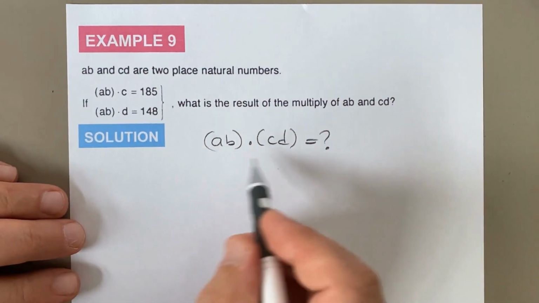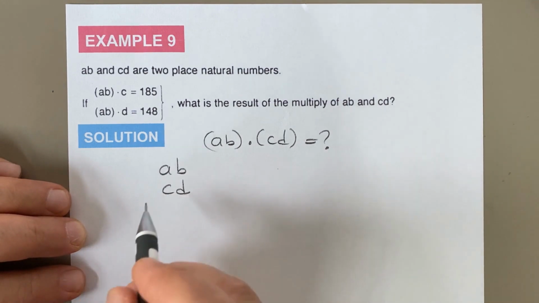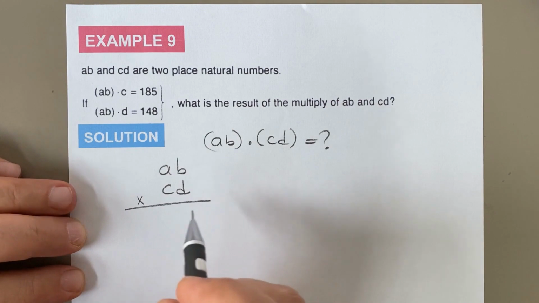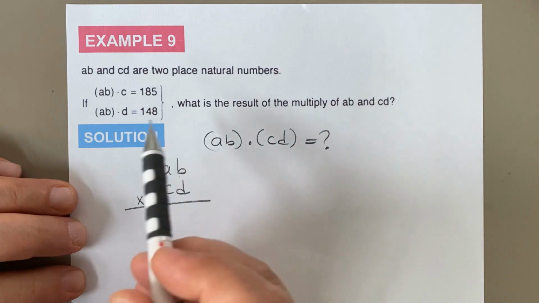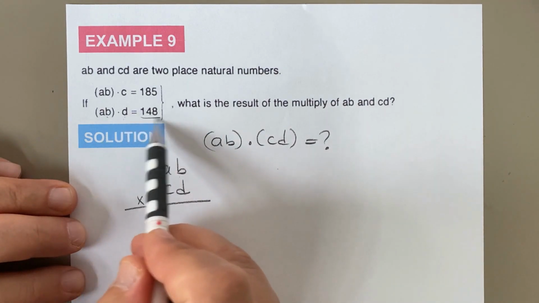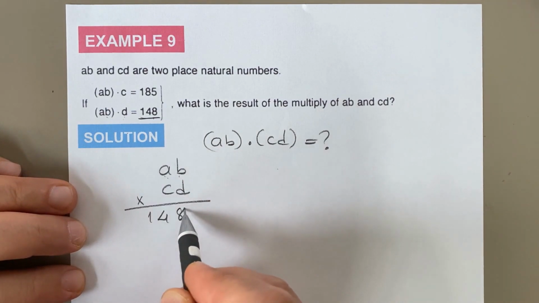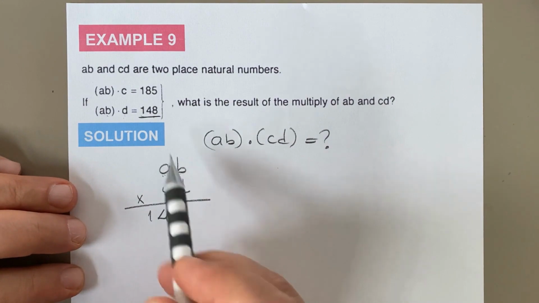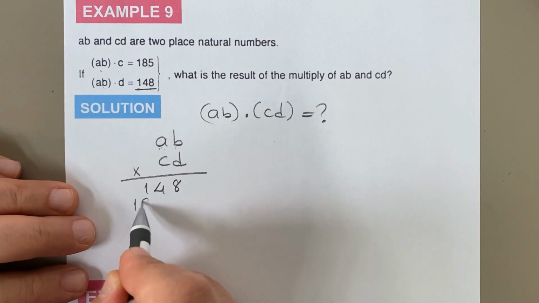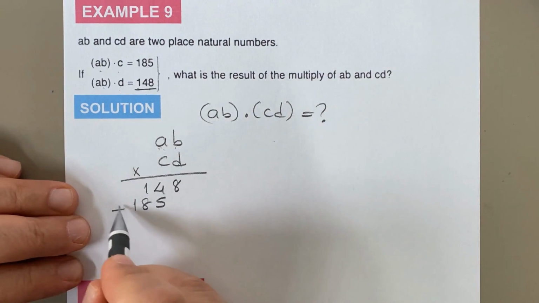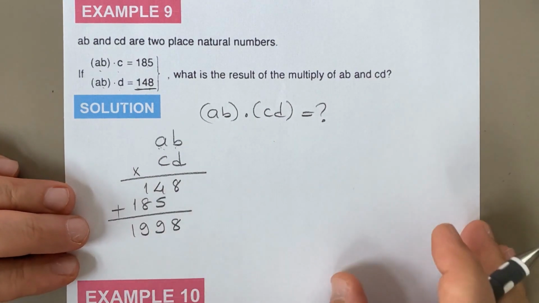So how do we normally multiply these? We write them one below the other and we perform the multiplication this way. Pay attention. What will I get when I multiply it with AB? When I multiply D with AB, the product is 148. Again, when I multiply C with AB, I get 185. Of course, we slide it like this. After adding, we clearly observe that the answer is 1998.